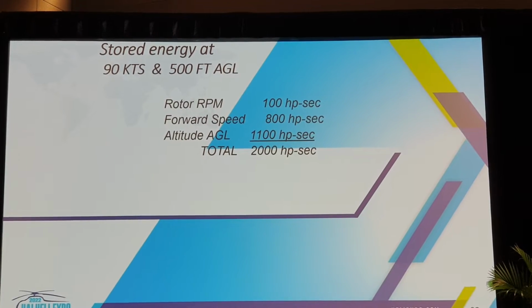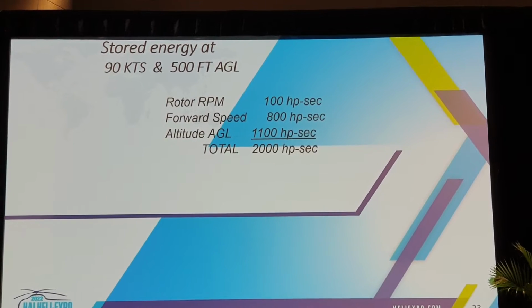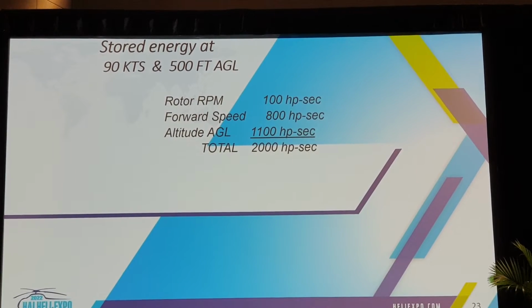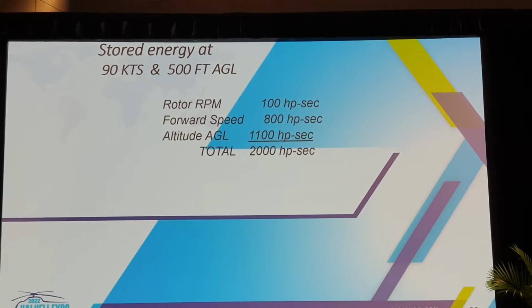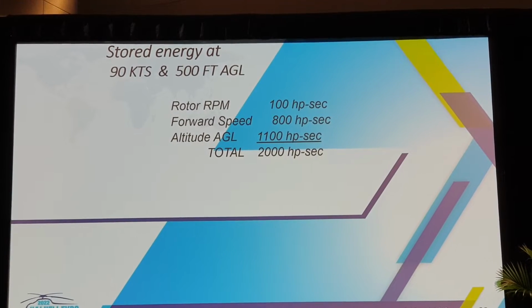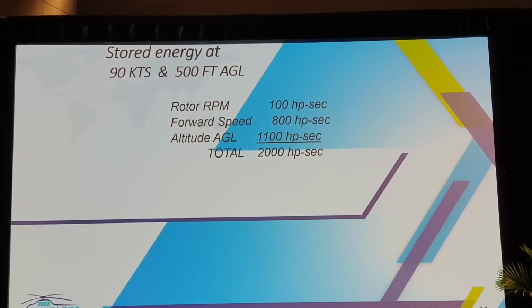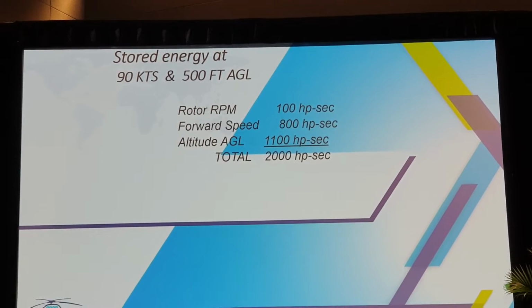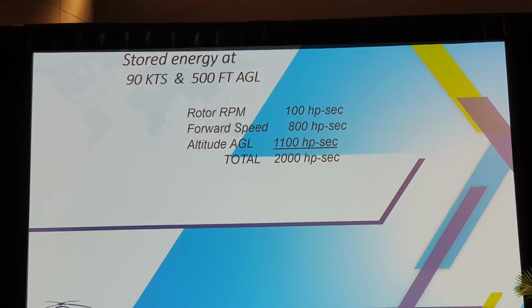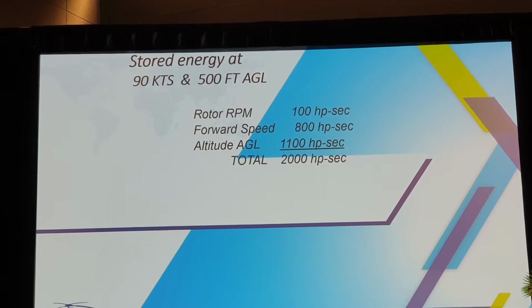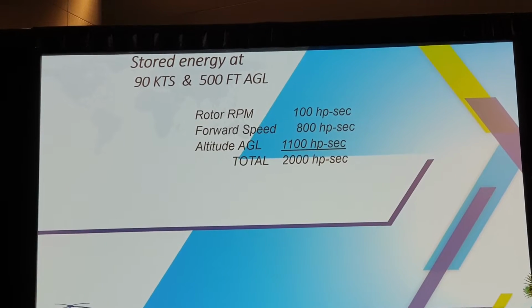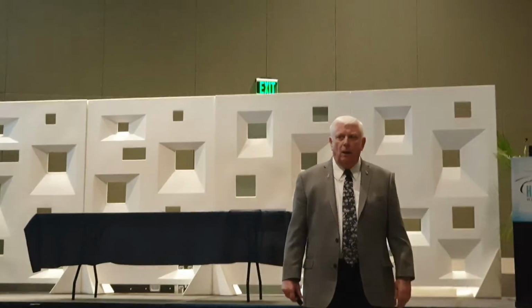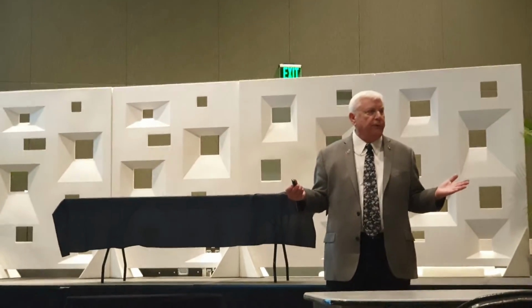If we went back to the chart we just had up, we'd see that at 90 knots, this R-22 produces 800 horsepower seconds of forward speed energy. And if we took the potential energy of altitude, calculated that out, we see that we have 1,100 horsepower seconds of potential energy of altitude. Now, let me go back to the rotor RPM there, 100 horsepower seconds. If we actually took 1/2 the weight of a blade times its velocity squared, and then multiplied by 2, since R-22 has 2 blades, we see there's a lot more than 100 horsepower seconds of energy.